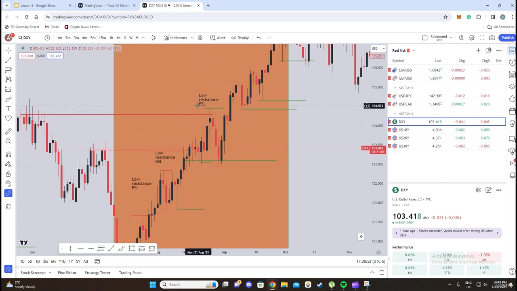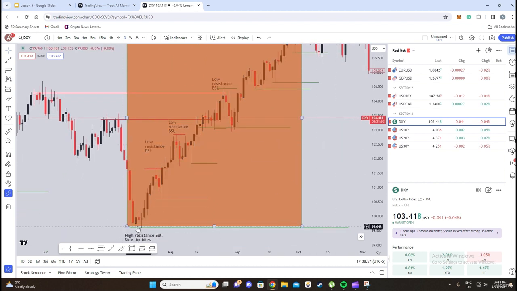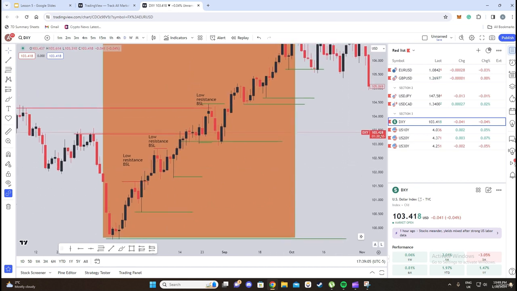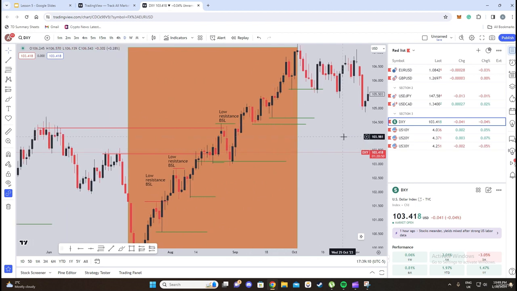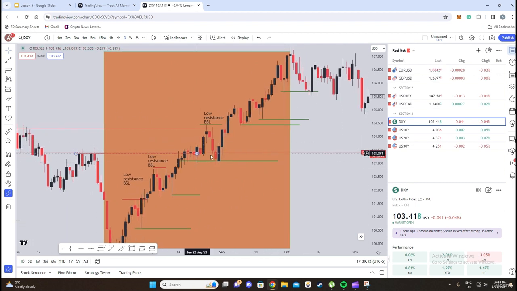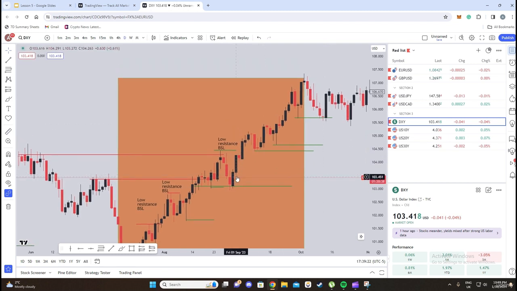Because our market bias is still in fact bullish, and the reason it's still bullish is because look: low, high, higher low, higher high, higher low, higher high. The same thing, the market is in a bullish market structure. The market is bullish, and it's bullish until we see something make it not bullish. That's how this works. So price was going to go up to this low resistance buy side liquidity to attack it, that's its target.